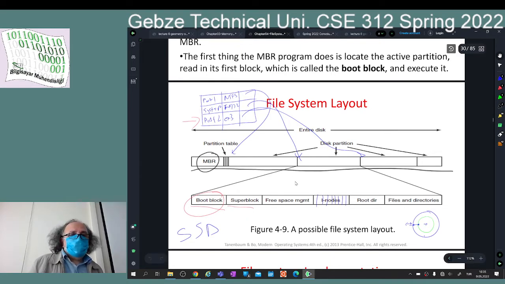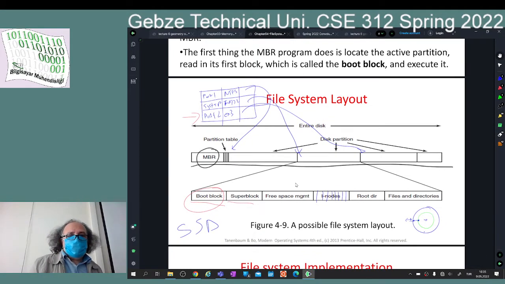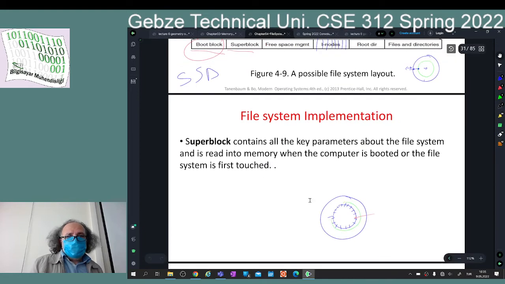And depending on your partition type, depending on your file system type, your partition of course changes. For example, this looks like a Unix-based inode system. In the first one, it could be an NTFS system. In the third one, it could be a FAT-based system. Depends on the partition type. That's what we looked at.